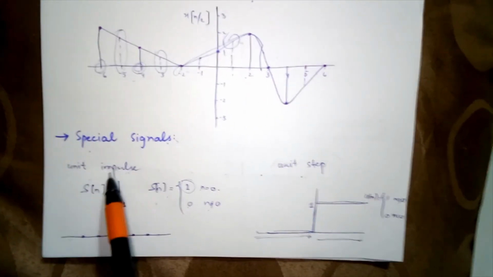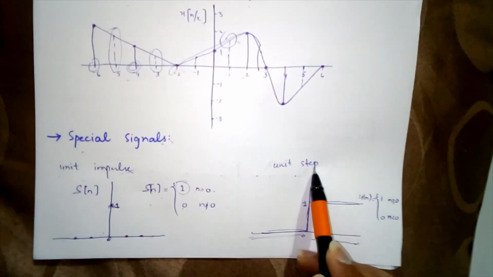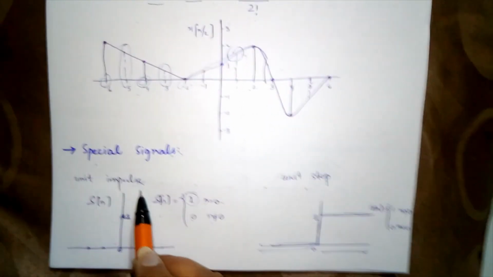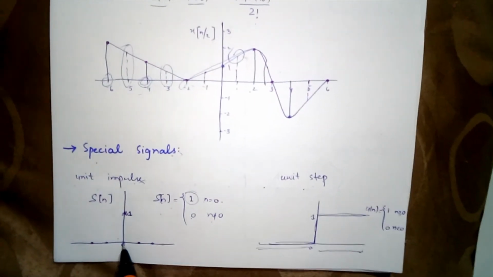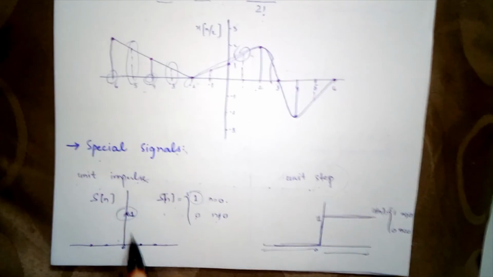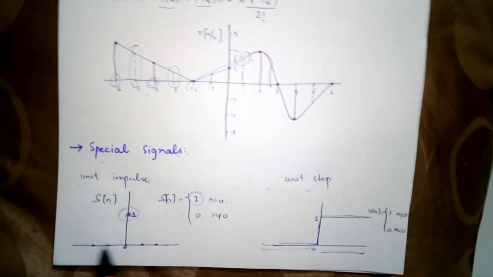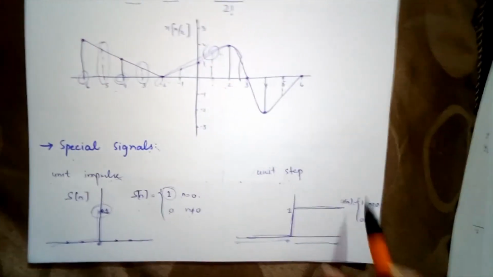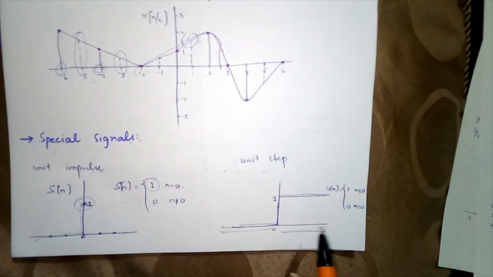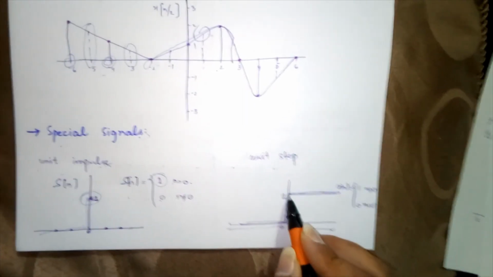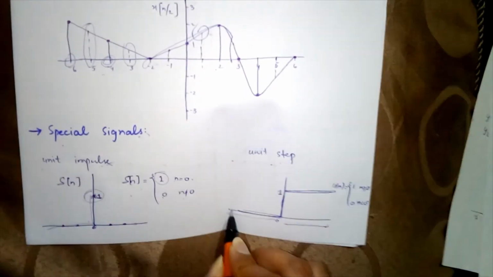In DSP, here are the special signals that we will use. The first one is the unit impulse and the second one is the unit step signal. In the unit impulse function, when the value of n is 0, the signal is 1, and when n is not equal to 0, the signal is 0. In the case of the unit step function, when n is greater than or equal to 0, the value of the signal is 1, and when n is less than 0, the value of the signal is 0.